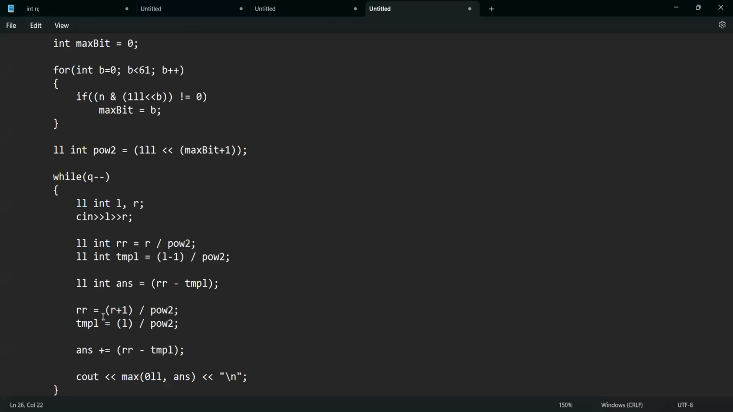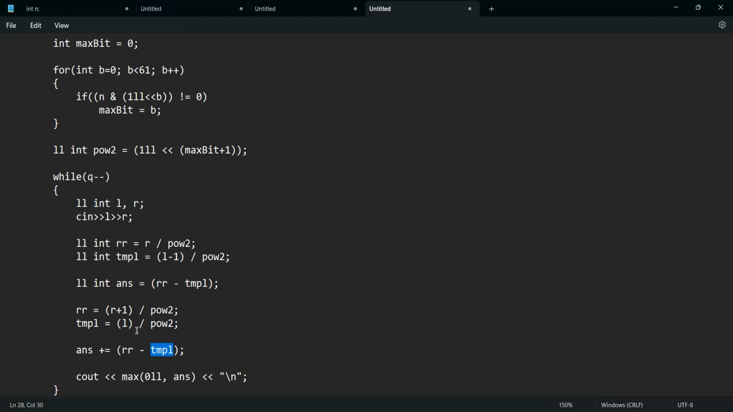So this can be solved in many ways. You don't actually have to follow this mathematical approach. The only thing is you just have to observe that the last k bits should be either all 1s or all 0s. After that, it's just division. So after dividing these ranges by 2 to the power k, I'm adding these to my answer, and finally printing the maximum of either 0 or the answer. The answer can turn out to be negative if this temp is more than RR.